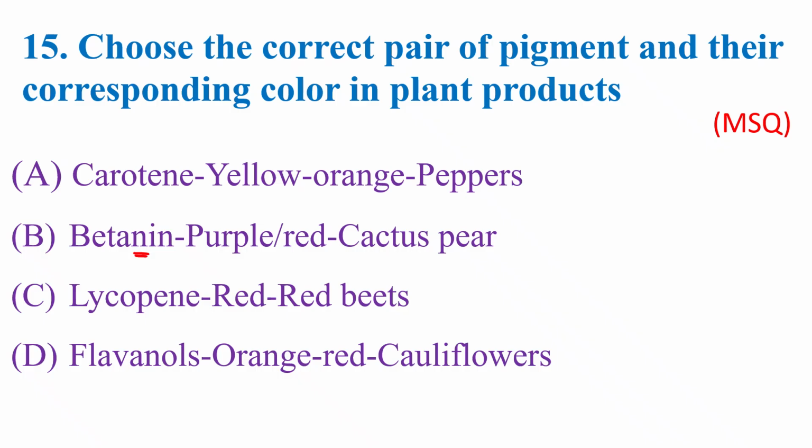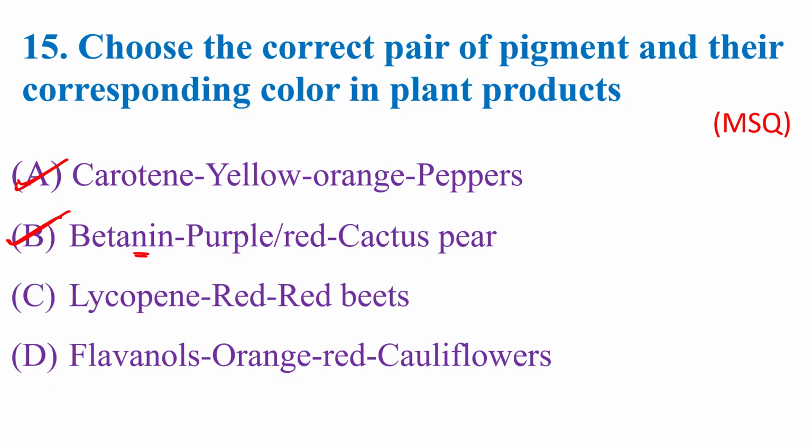It is a betacyanin pigment which is responsible for the vibrant red or purple color present in cactus pear, opuntias and other beets. So this is my correct option, option number B. Option number A, that is carotene, yellow, orange, peppers. So this is also correct since carotenoids, for example beta carotene, are responsible for yellow orange hues, and these are dominant in carrots, pumpkins, peppers. So this is also correct.